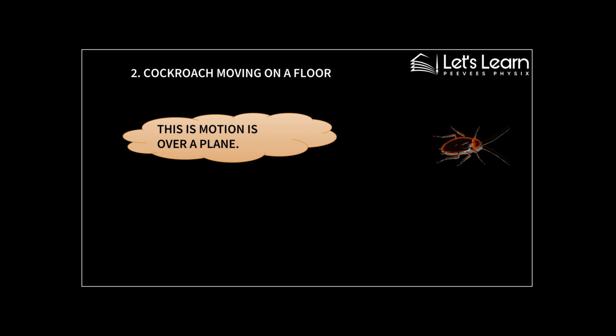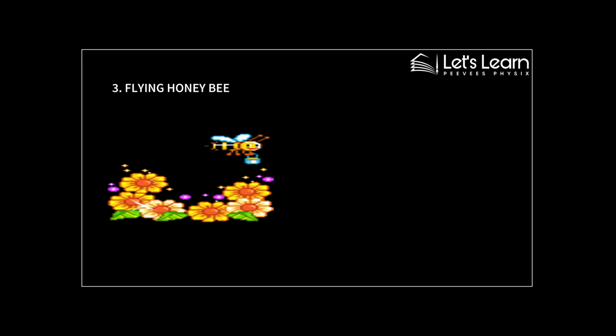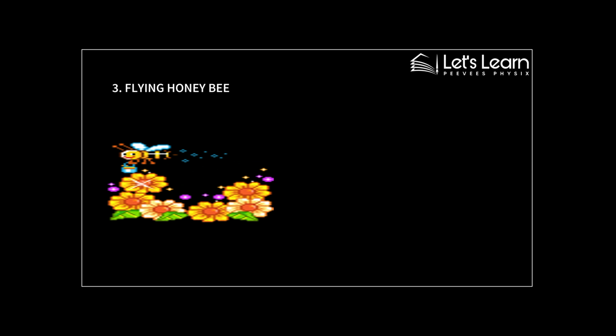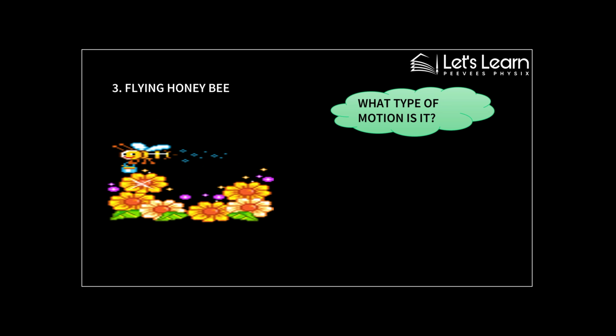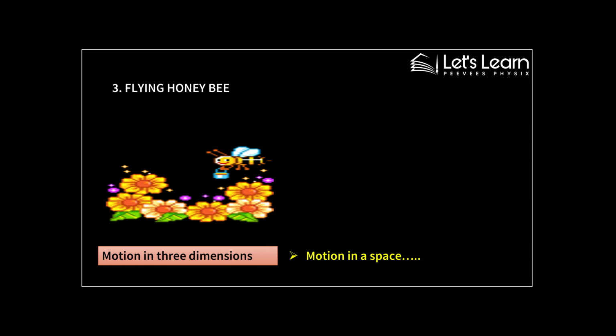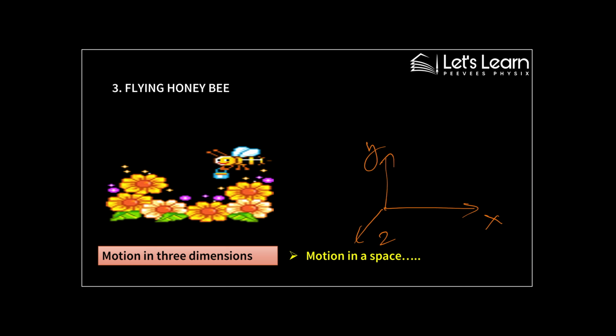Why do we call it as two-dimensional motion? To describe the motion of this cockroach, you need x-axis and y-axis. So this is an example of two-dimensional motion or motion over a plane. Now look at the example of a honeybee flying between the flowers. It is not in a straight line. It is not over a plane. It is over the space. So we call it as three-dimensional motion. Then how many coordinate axes you need? You need x coordinate, y coordinate and z coordinate. So we call it as three-dimensional motion.